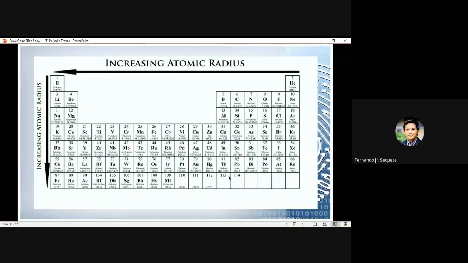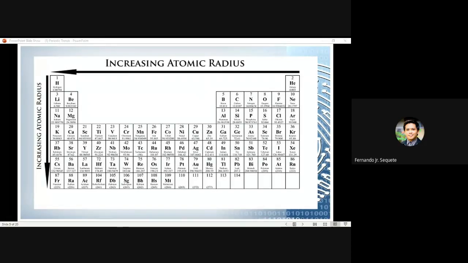So if you're going to look at, once again, our periodic trends, you would notice that the atomic radius or the atomic size is increasing from right to left or decreasing from left to right. Okay? And of course, our atomic radius or atomic size is increasing top to bottom or decreasing from bottom to top. Naintindihan? Hindi naman nalito? Nalilito, sir.